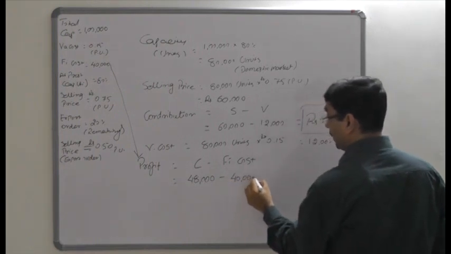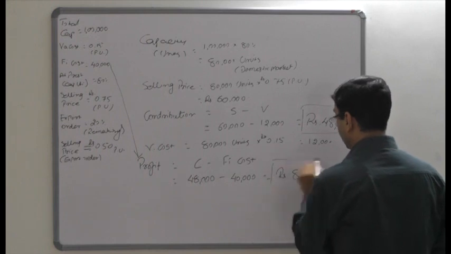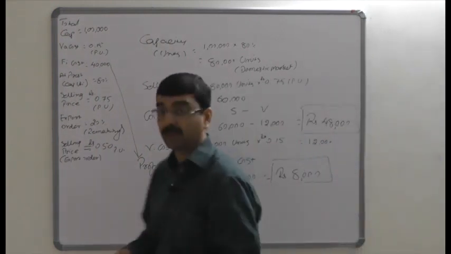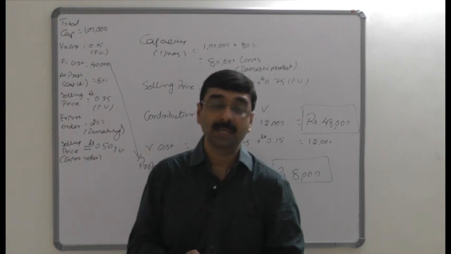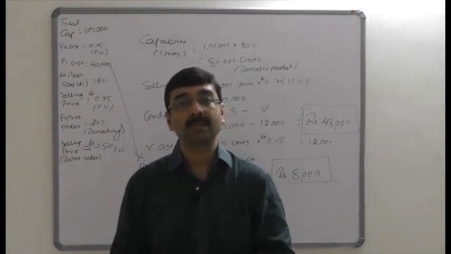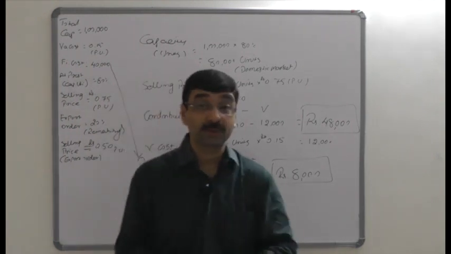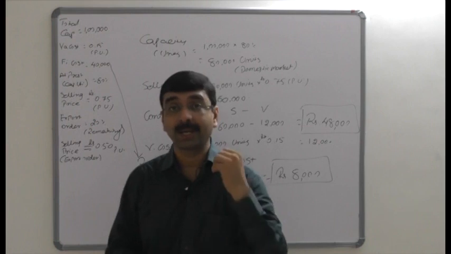40,000. In this sense, the company earns a profit of rupees 8,000. So in case the company is continuing with 80% of production capacity and selling its products, it earns a profit of rupees 8,000. But now the question arises.